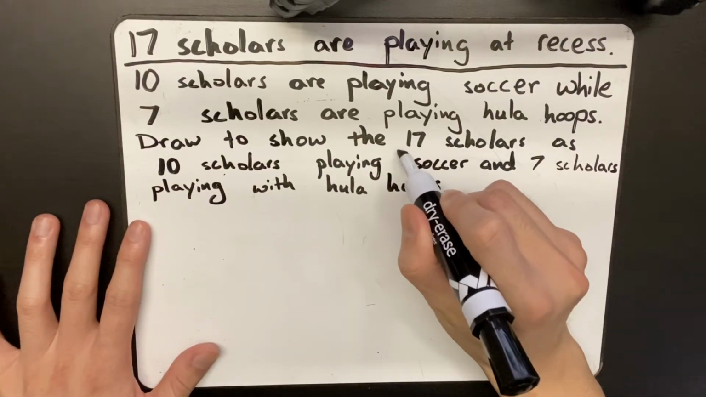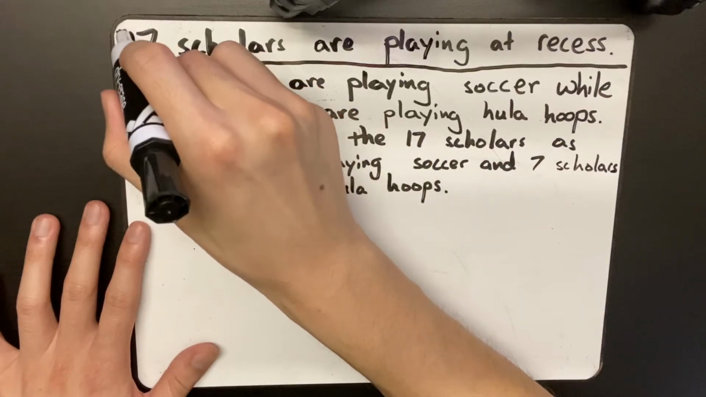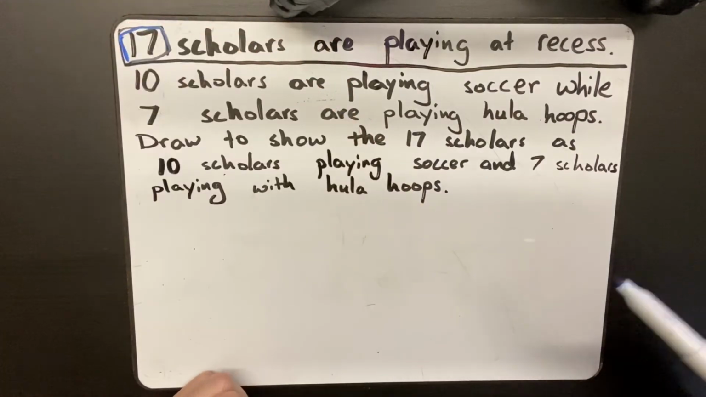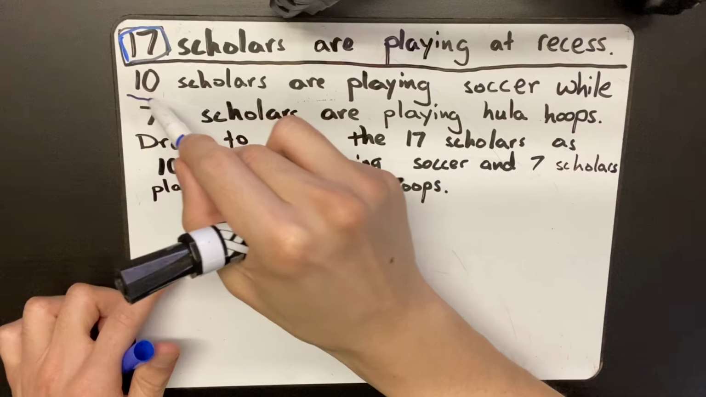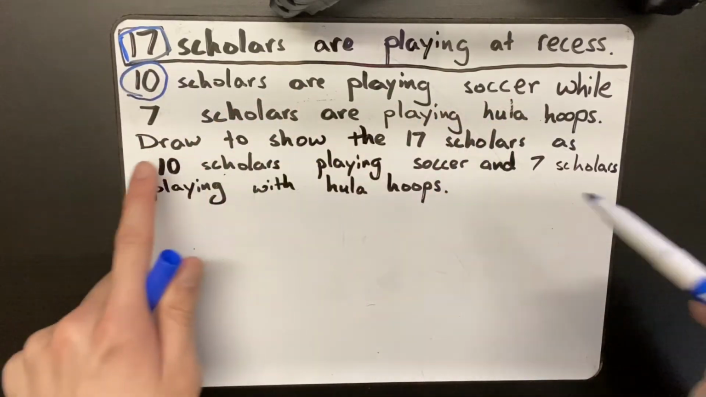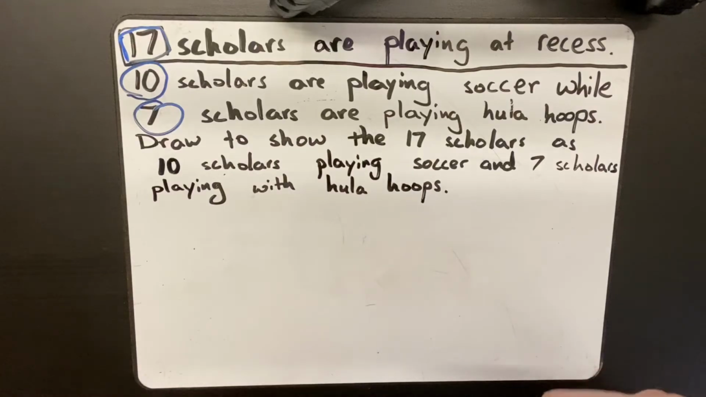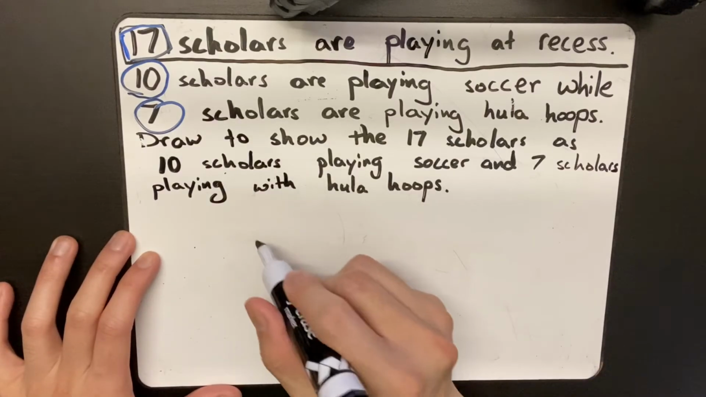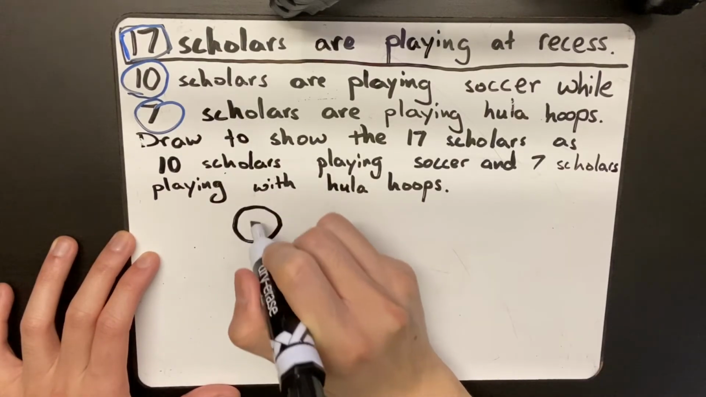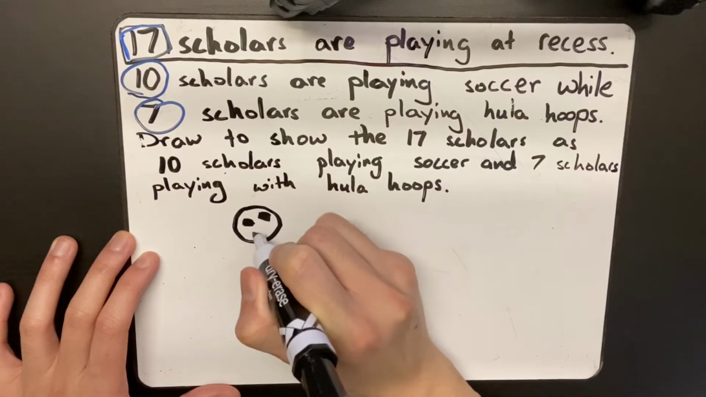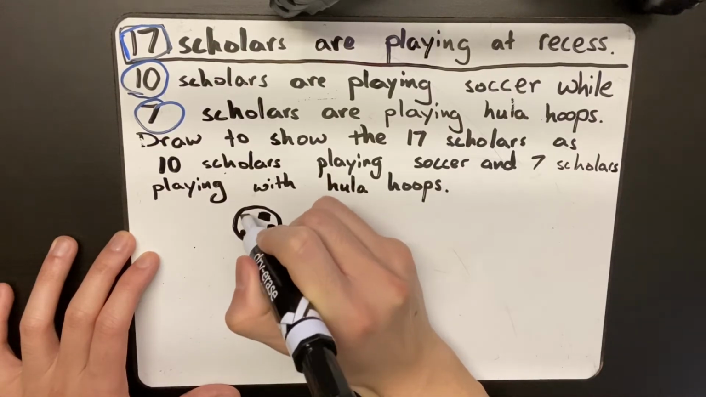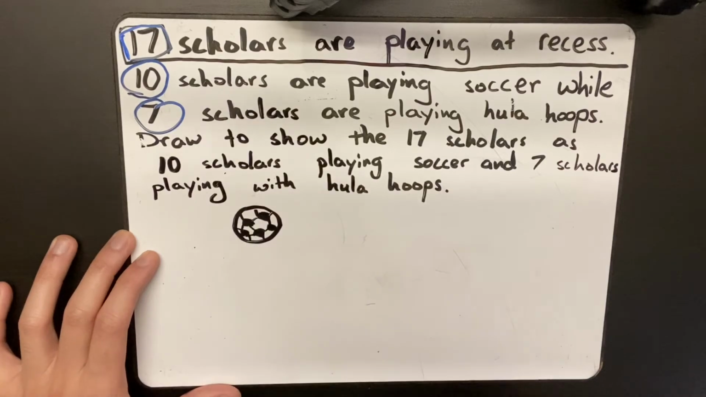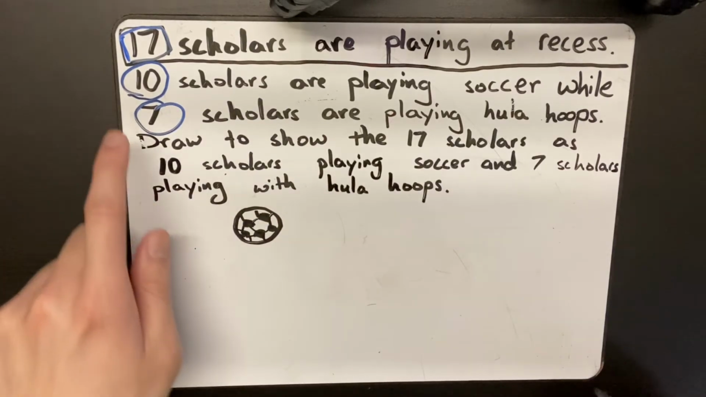So it was 17 scholars. So here's that 17. 17 scholars are playing at recess. 17 of them. 10 of the scholars are playing soccer and 7 of the scholars are playing with hula hoops. I'm going to draw my picture like this. Let's see. So 10 of them are playing soccer. So let me draw a soccer ball first. Here's my soccer ball. And here is, let me color it, make it pretty, look like a soccer ball. Okay, there's my soccer ball. So those are the 10 scholars playing soccer.